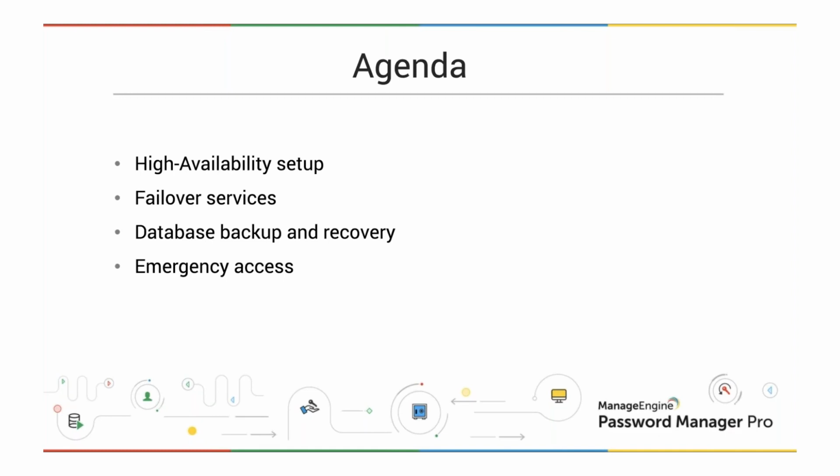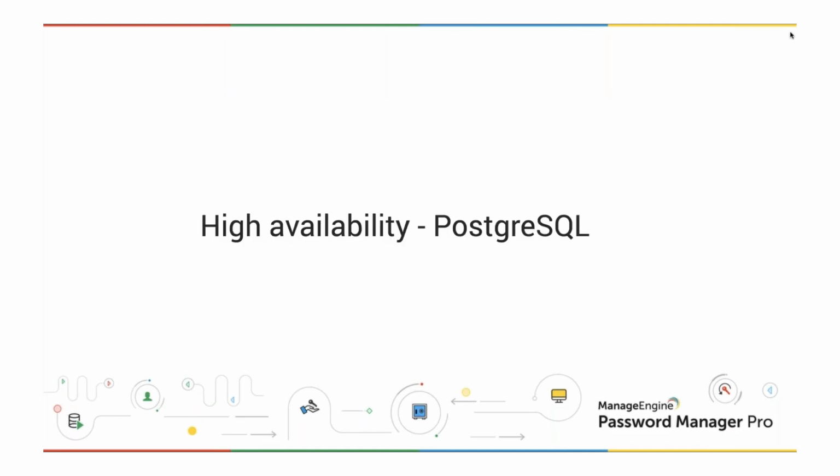The first one we are going to look at is high availability with the PostgreSQL database. As you all know, Postgres is a database which comes bundled by default in the product. Apart from that, Password Manager Pro also has a provision to use MS SQL database as the backend. So we will see the high availability which comes with the PostgreSQL database. This high availability functionality is only available with the Postgres database starting with the Premium or the Enterprise edition of Password Manager Pro. Standard edition does not support it.